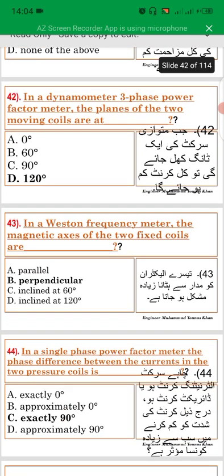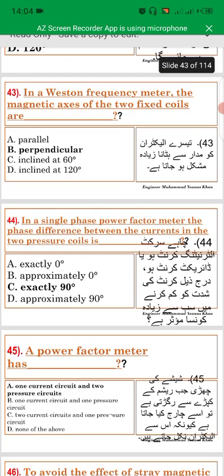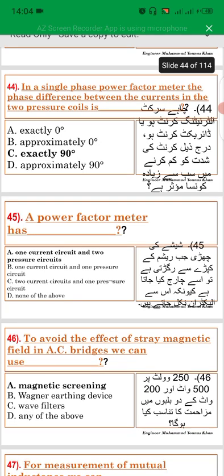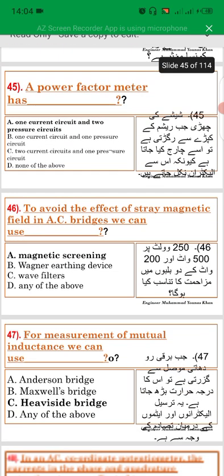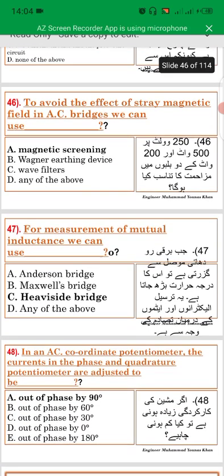In a dynamometer three-phase power factor meter, the planes of the two moving coils are at 120 degrees. In a Weston frequency meter, the magnetic axes of the two fixed coils are perpendicular. In a single-phase power factor meter, the phase difference between the currents in the two pressure coils is exactly 90 degrees. A power factor meter has one current circuit and two pressure circuits.